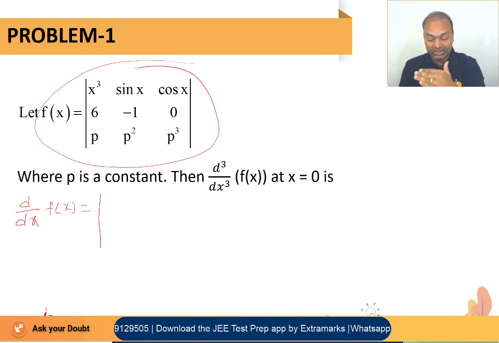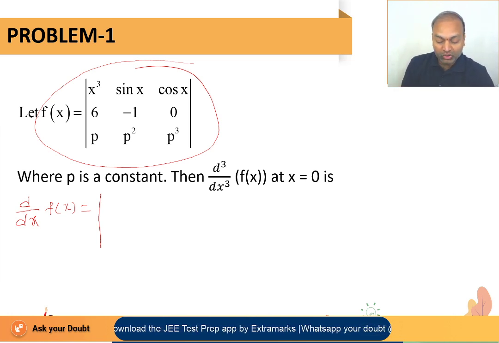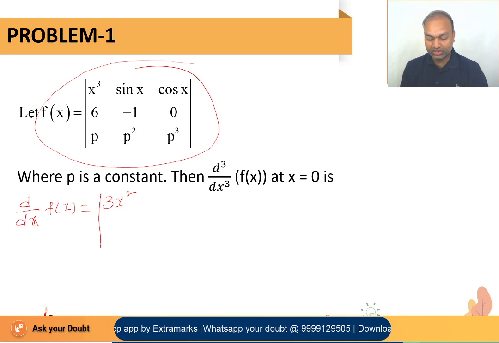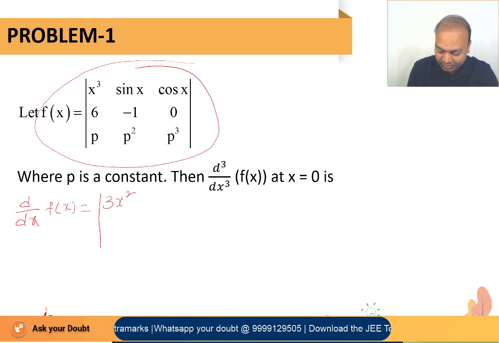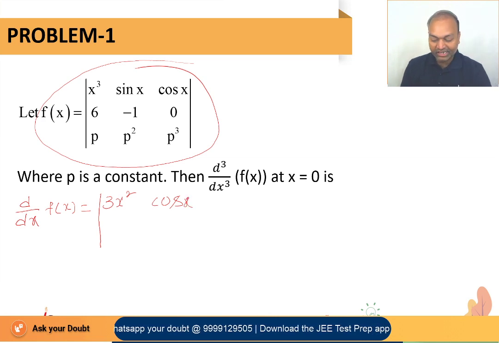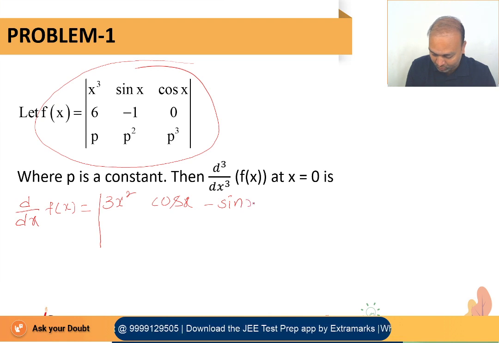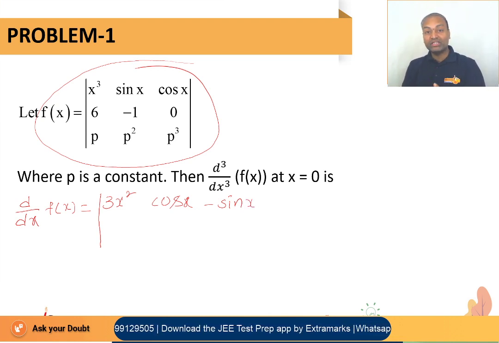First row differentiation values I am writing in the first part of the determinant. Now what about the x cube derivative? The x cube derivative is what? 3x square. So here I am writing 3x square. Next, sin x. The sin derivative is what? Cos. So cos x. Next, the cos derivative is minus sin. So I am writing here minus sin.